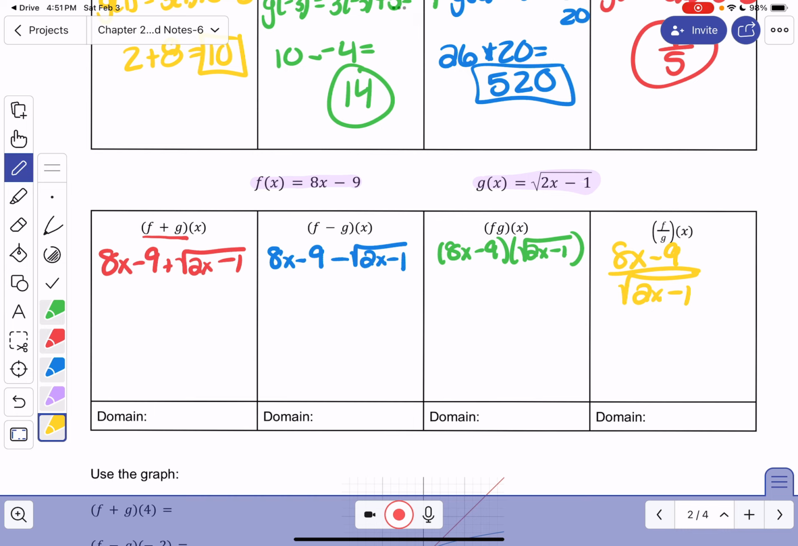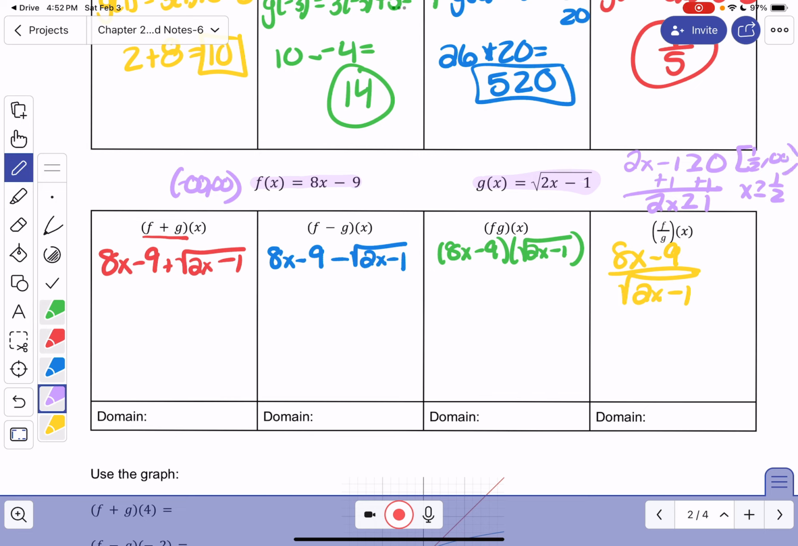Let's look at the domain of each of these. Now, the domain of a linear function, like f of x, is negative infinity to infinity. The domain of a square root: you can't have negatives in there, so 2x minus 1 has to be greater than or equal to 0. So we would add 1 to both sides and then divide by 2, so x is greater than or equal to 1/2, or 1/2 to infinity. So those are our original domains.